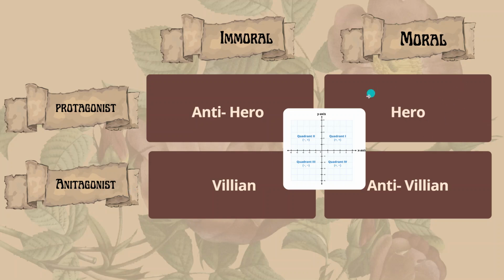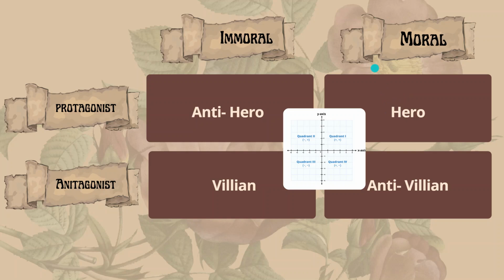Now, the moral character: a hero is a protagonist and he's moral. An immoral protagonist is an anti-hero. A moral antagonist is an anti-villain. An immoral antagonist is a villain. So basically, this is the basic idea, and we're going to discuss it more.